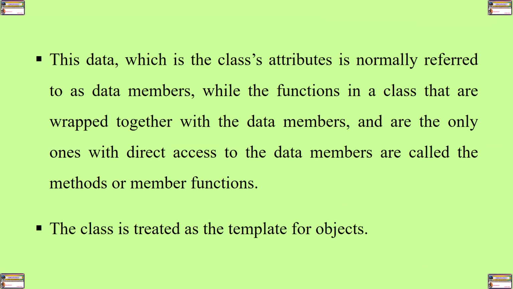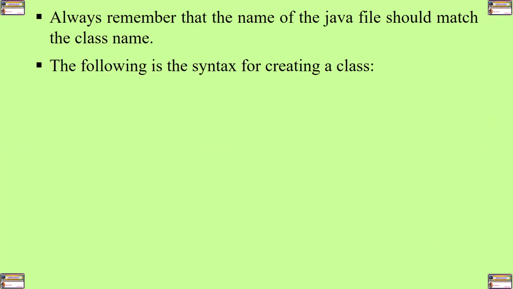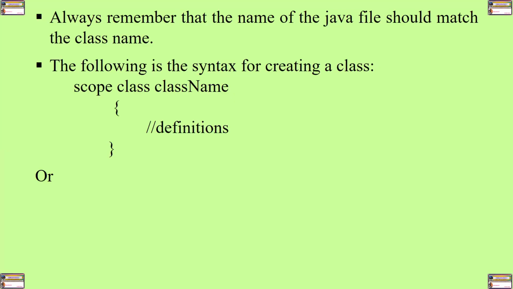The class is treated as the template for objects. Always remember that the name of the Java file should match the class name, as we have said consistently in the entire series of presentations up to this presentation. The following is therefore the syntax for creating a class. Scope, class, class name. And then we define the work of that class, that is, we define the fields and the methods for that class.